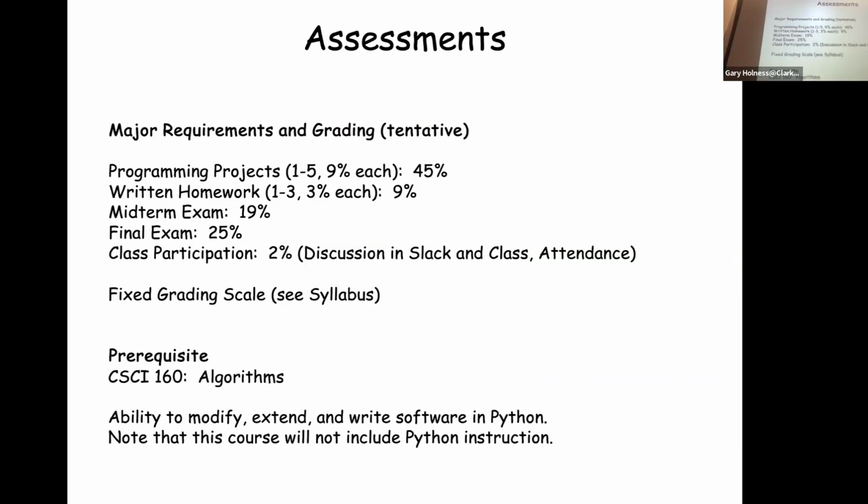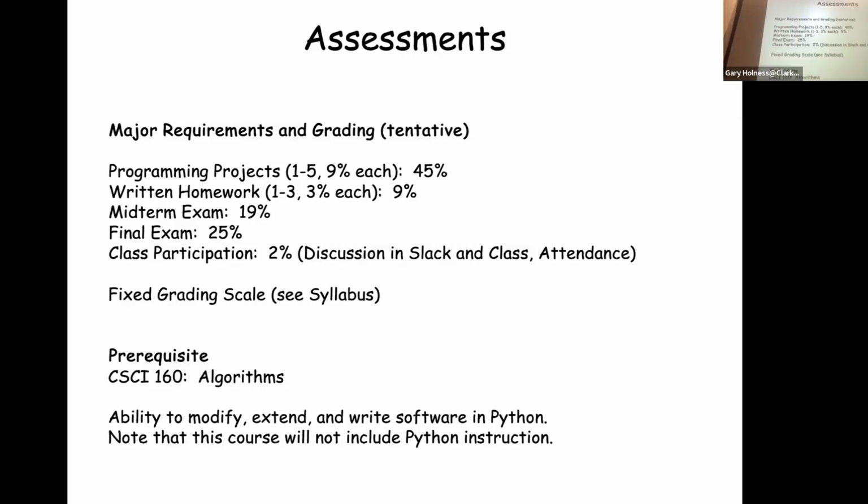And so the assessments: we're going to have five programming projects worth 45% cumulatively, and three homeworks. The homeworks are purposed with reinforcing theoretical material, worth a total of 9%. We have a midterm. I know 19% is an odd number, but it had to add to 100. We have a traditional final exam.